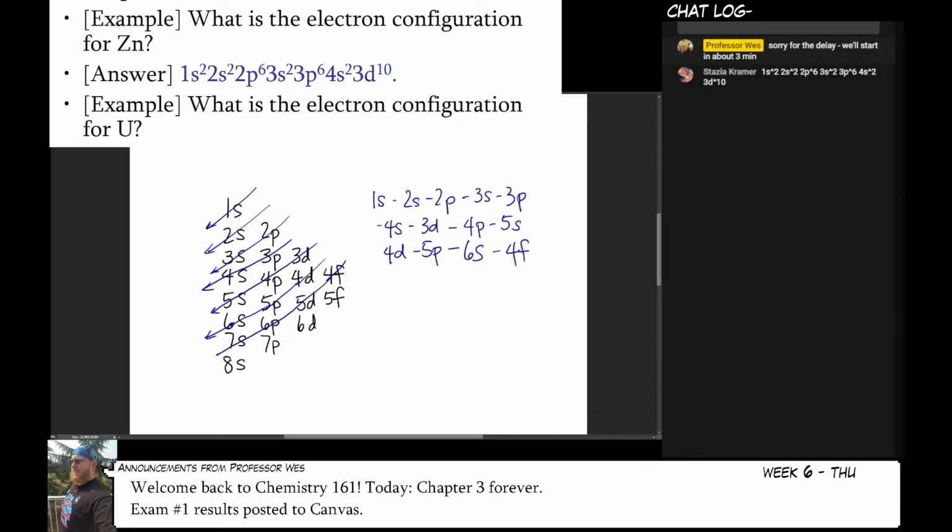All right, one more minute to write out the uranium configuration, and then we'll go over the answer.